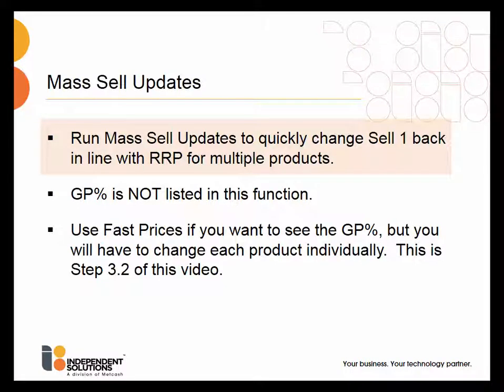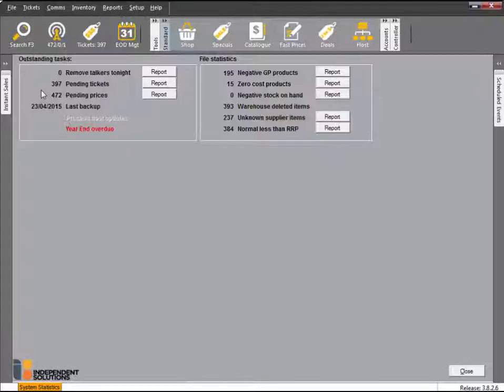Now that the lock flags have been removed from your tobacco products, we can run mass sell updates to quickly change sell 1 back in line with RRP for multiple products. Please note that GP is not listed in this function. Use fast prices if you want to see the GP, but you will have to change each product individually. Please refer to step 3.2 of this video for how to use fast prices. This is at the 3.32 minute mark of this video.